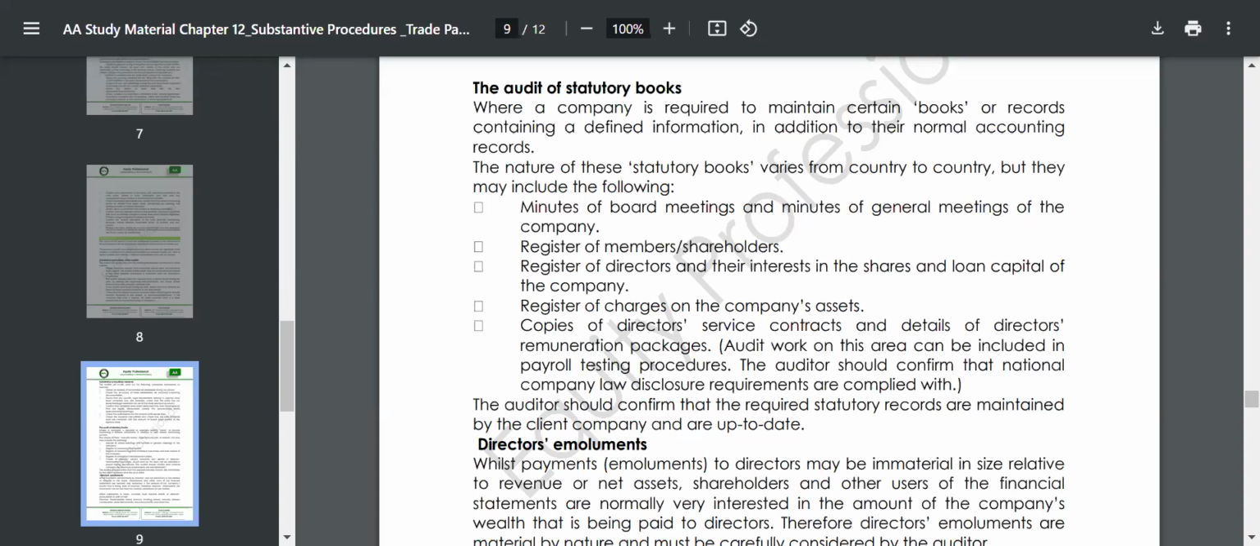Copies of director service contracts. So the terms of service of the board of directors will be detailed. There are some books that will detail the terms of service for non-executive directors, the expectations, the nominations, how much they will be paid, bonuses, and all of that. We'll get to the audit of that soon. So the auditors will need to check this. Now, audit work in this area can be included in payroll testing. So some of the things the auditor will do here is to confirm that information. Any questions so far?